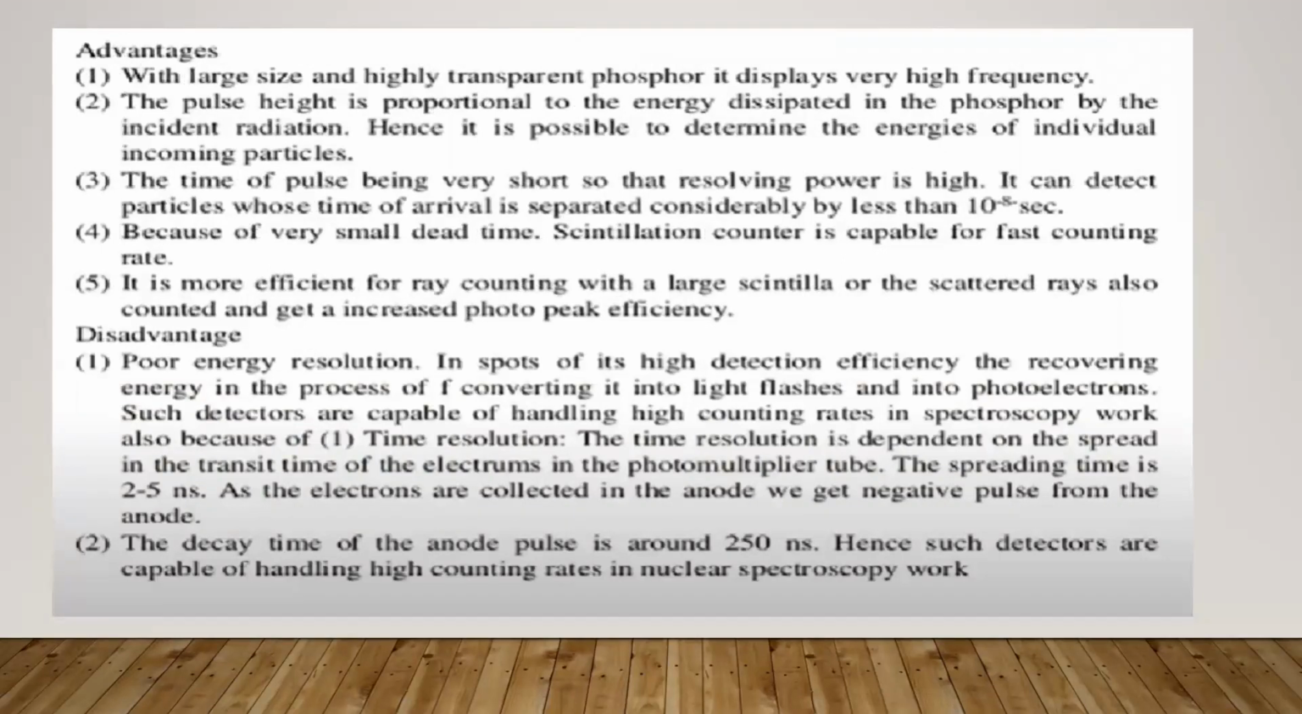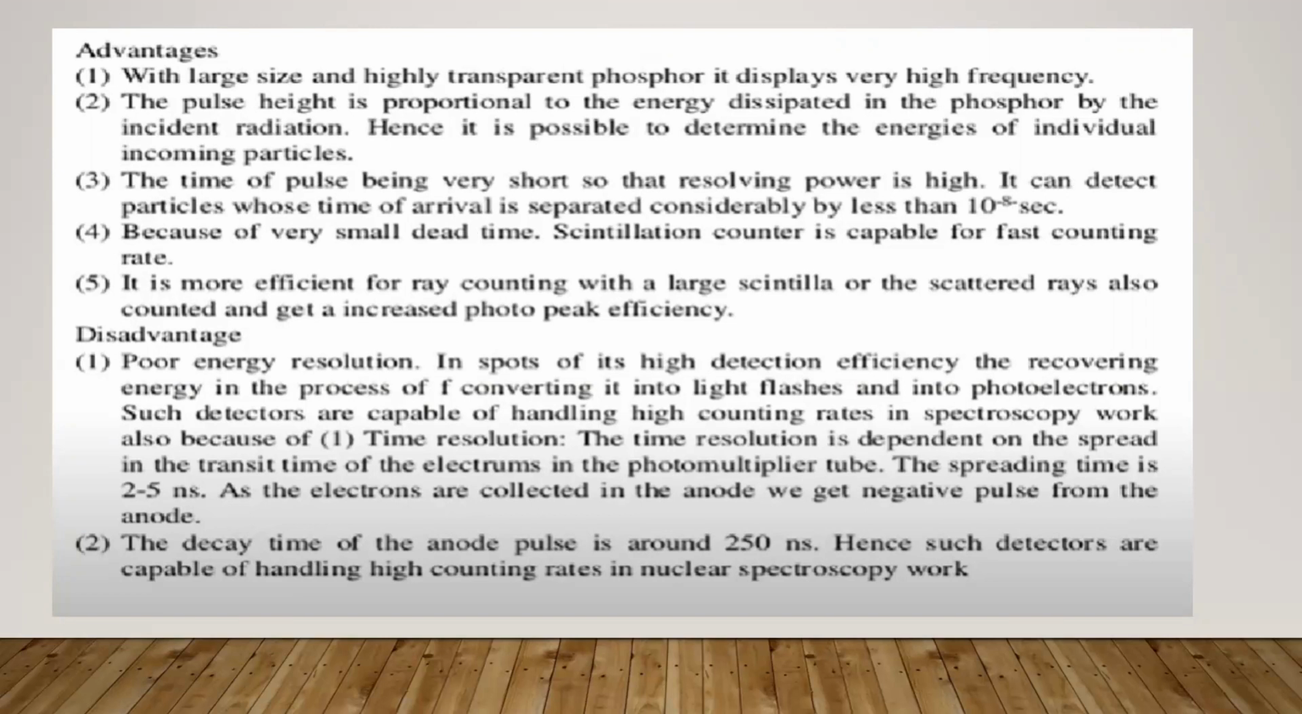So the advantages of the scintillation counter: with the large size and highly transparent phosphor, it displays very high efficiency. The impulse height is proportional to the energy dissipated in the phosphor by the incident radiation. Hence, it is possible to determine the energies of individual incoming particles. The time of the impulse is very short, so the resolving power is high. It can detect particles whose time interval is separated by considerably less than 10 seconds.